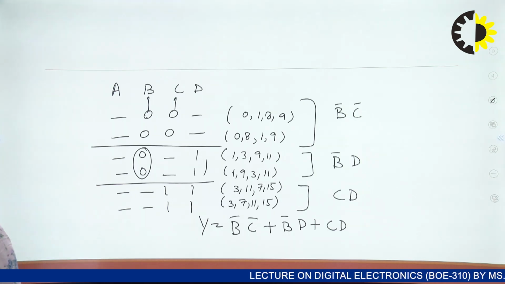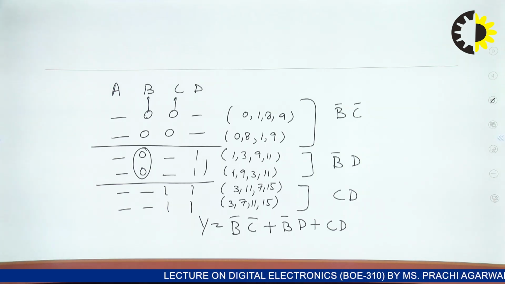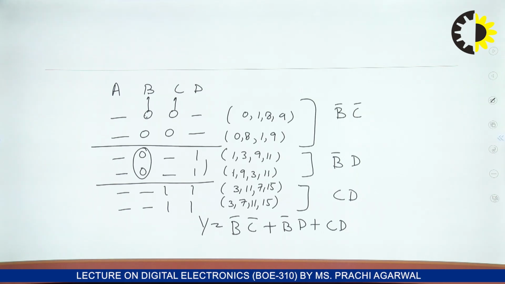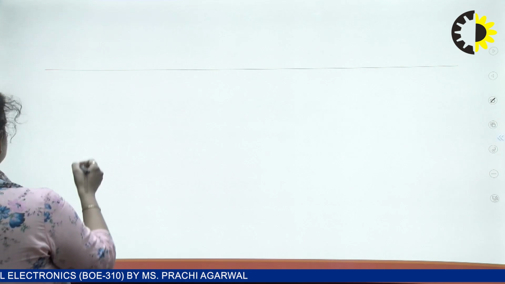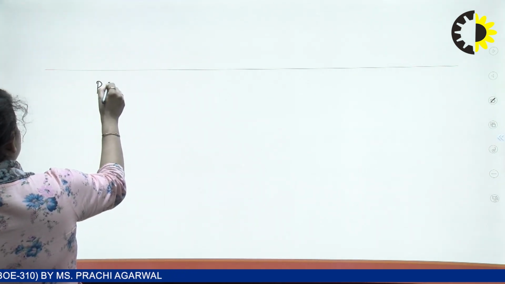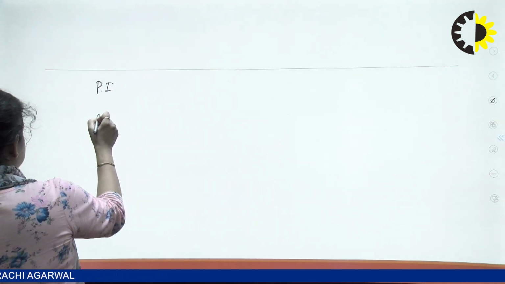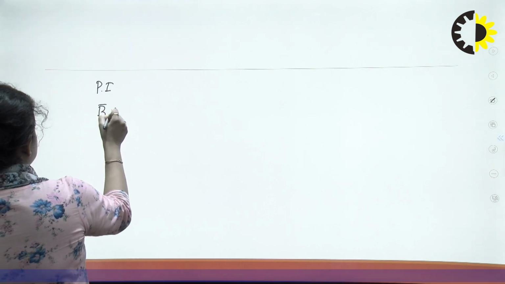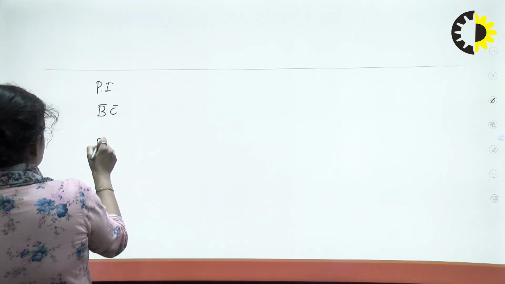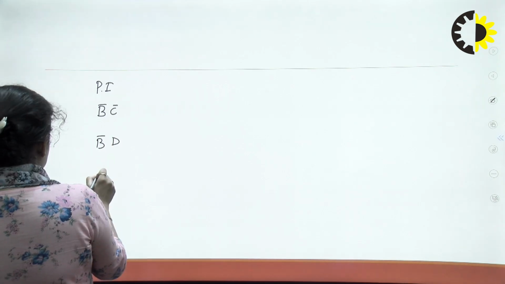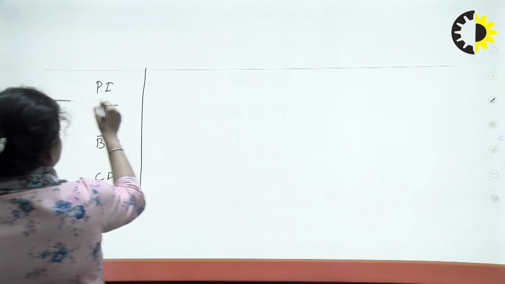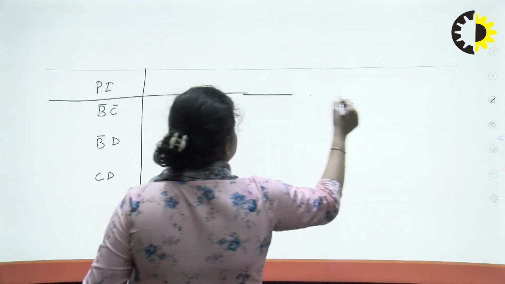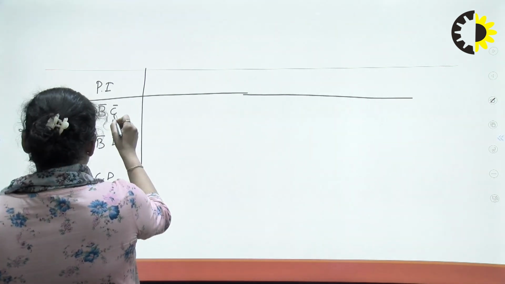Now next we have to make the EPI, essential prime implicant table. So I am making the table. You write the PIs here, prime implicants. So you got PIs B dash C dash, B dash D, C D, right? You write the minterms contributing to it.